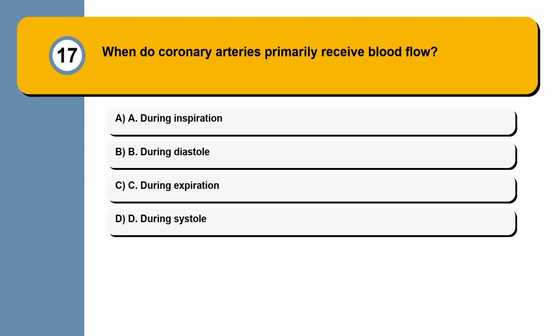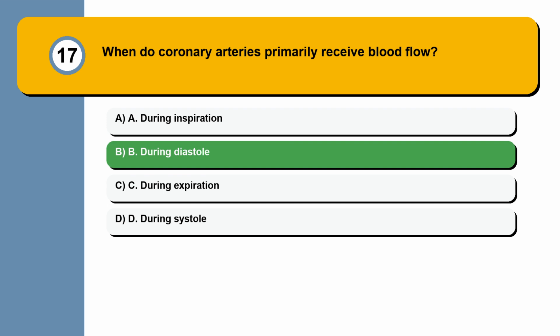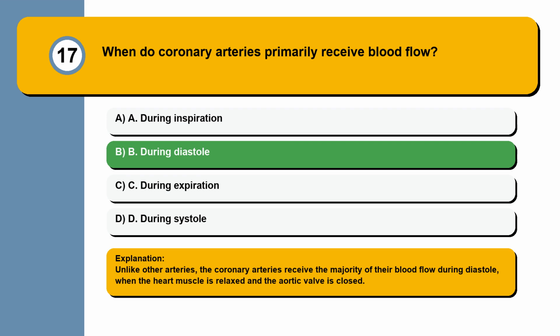Question 17. When do coronary arteries primarily receive blood flow? A. During inspiration. B. During diastole. C. During expiration. D. During systole. Unlike other arteries, the coronary arteries receive the majority of their blood flow during diastole, when the heart muscle is relaxed and the aortic valve is closed.